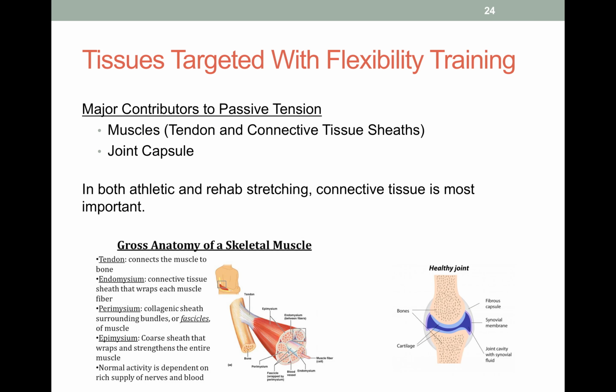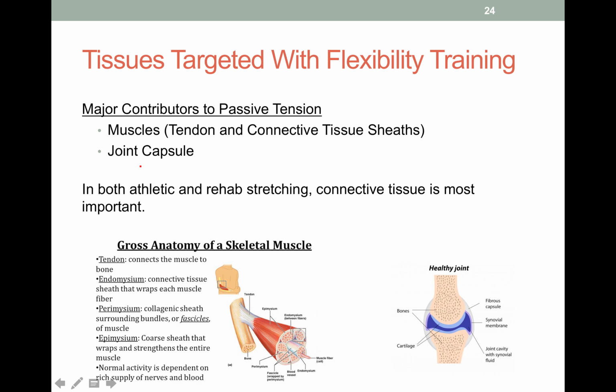Okay, so definitely thinking again about physical therapy or athletic training, there are certain tissues that are targeted in order to increase range of motion. Especially with the muscles, we think about tendons and connective tissue sheaths. If you remember, and I'm going to point you down towards the bottom of this slide now, looking at gross anatomy of skeletal muscle, there's lots of connective tissue here. Not only do we have the tendons, which are connecting the bones and the muscles, but there's the endomysium, the perimysium, the epimysium that are surrounding the different components of the muscle.